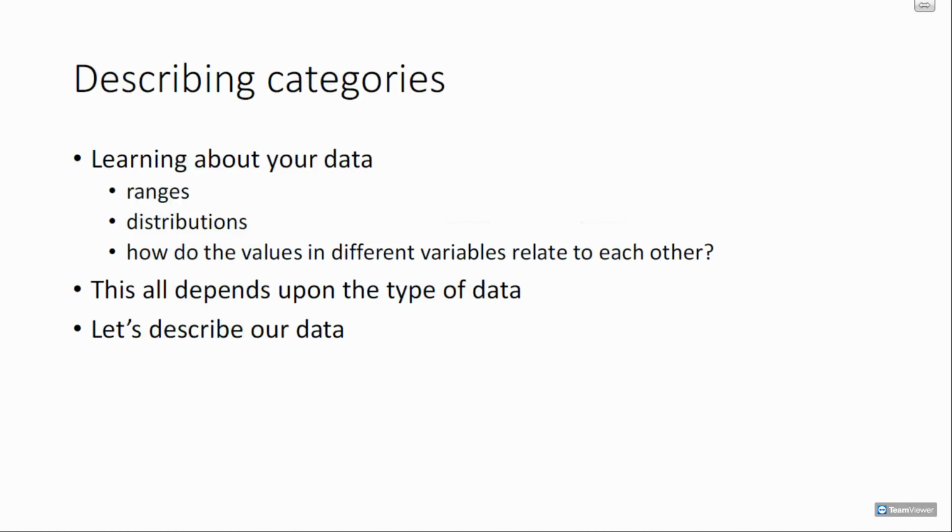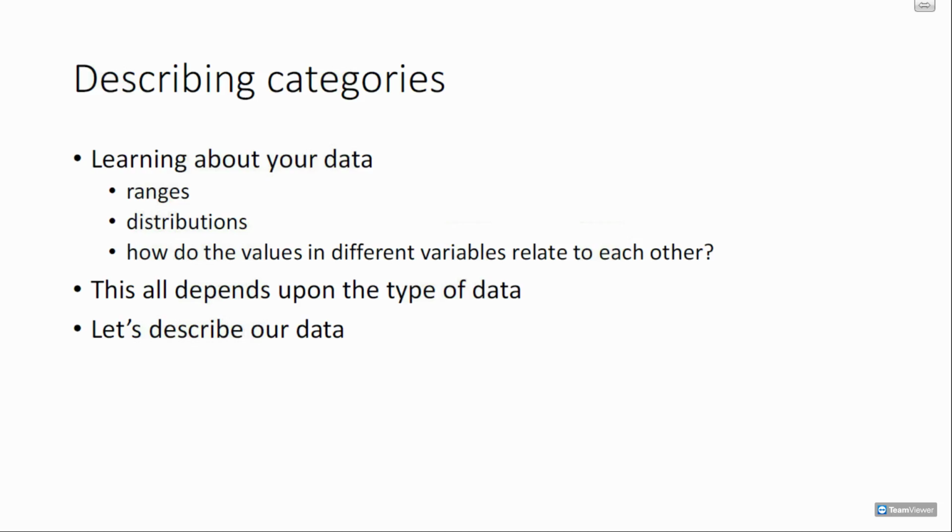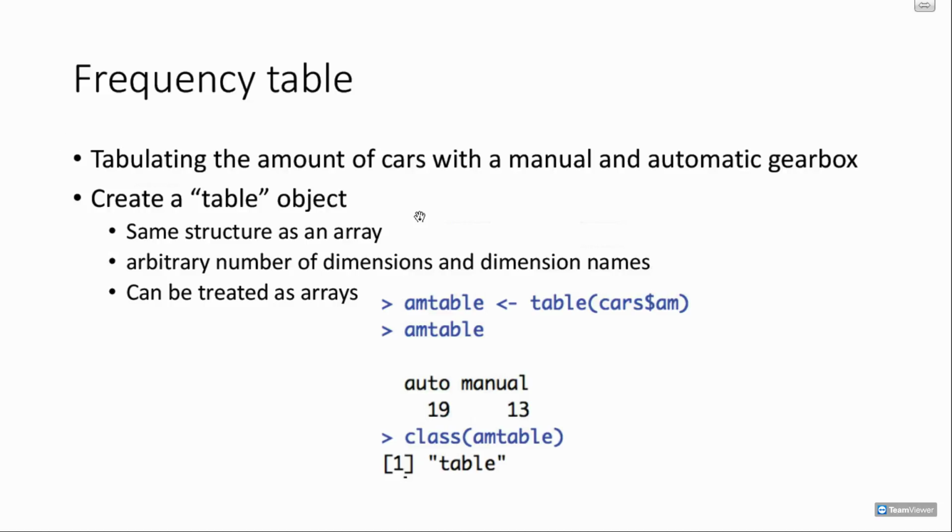So you can describe categories based on different measurements, like ranges and distributions. Getting distributions is what we are going to cover today. But there is also a quick way of getting a tally of what values you have in your data by using a function called table.